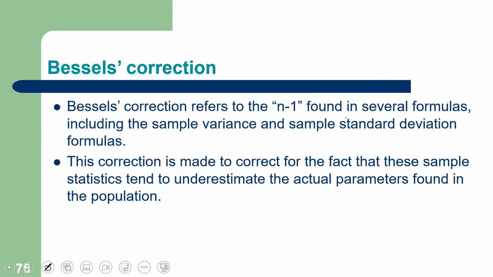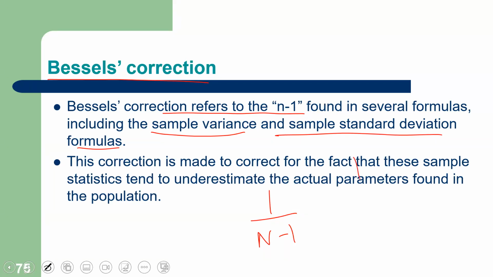So there is Bessel's correction. Bessel's correction refers to this n minus 1, found in several formulas including the sample variance and the sample standard deviation. We do this n minus 1, but you don't know why we are doing it. Generally the right way of doing it would be 1 by n only, but we make it n minus 1 because of Bessel's correction. That is only to reduce the gap between the sample statistic and the population parameter.